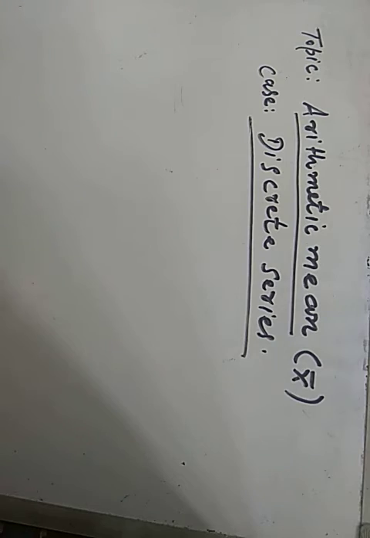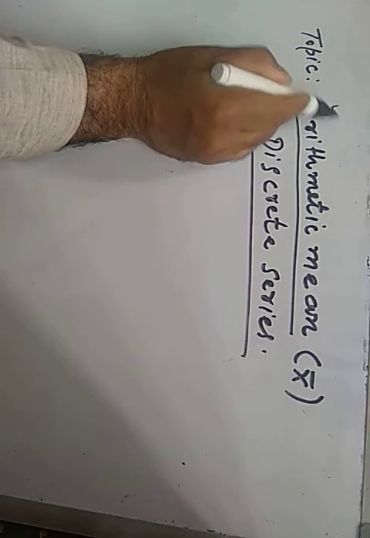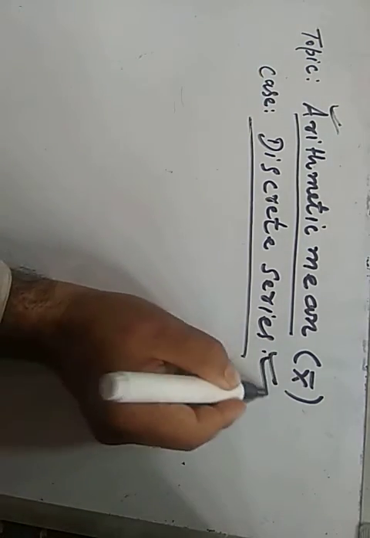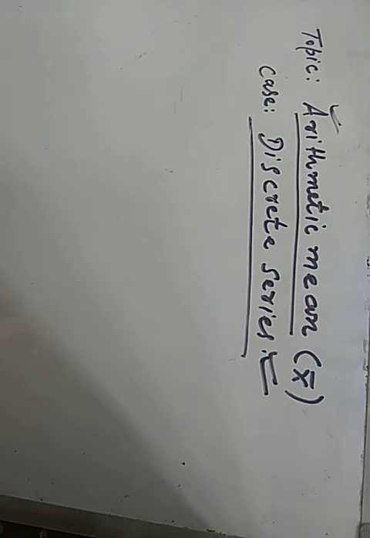Today I have a topic on arithmetic mean in case of discrete series. As in our previous lecture, we have learned about arithmetic mean in case of individual series. And there we have applied two methods, shortcut method and direct method. And the same two methods, having different formulas, are applied in discrete series also.